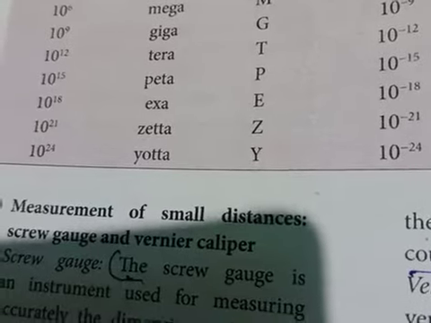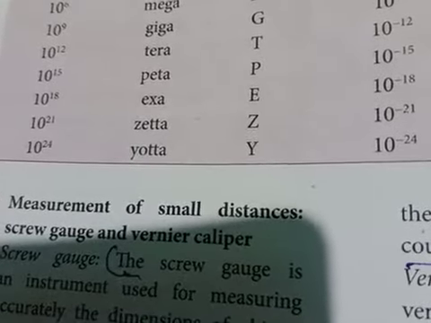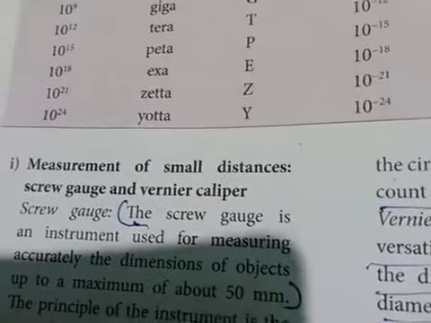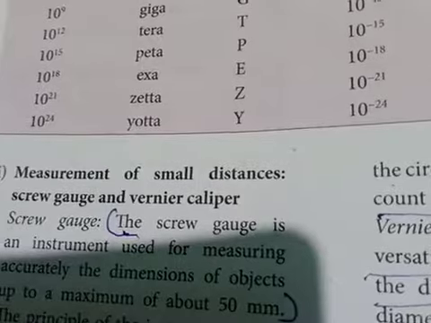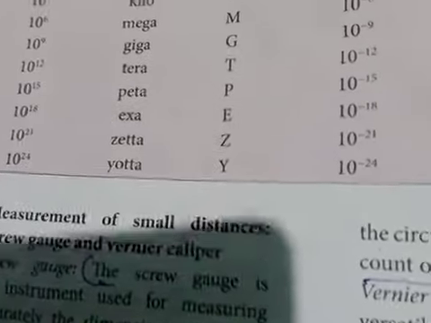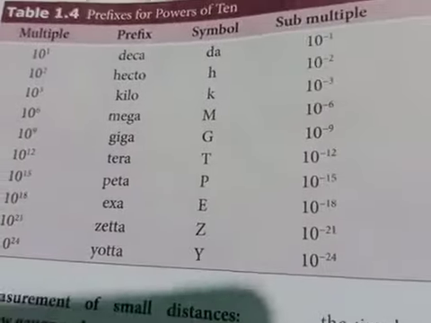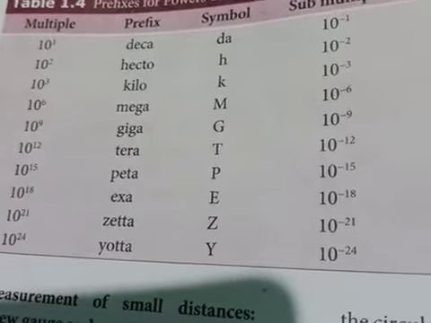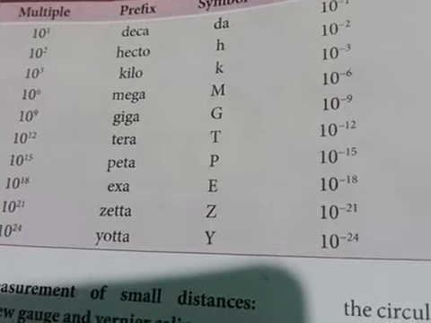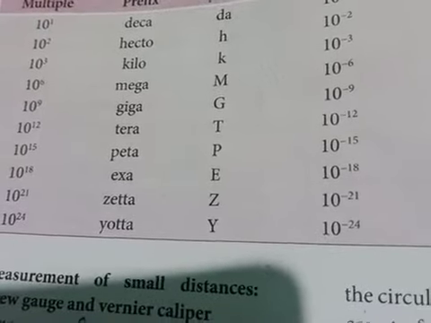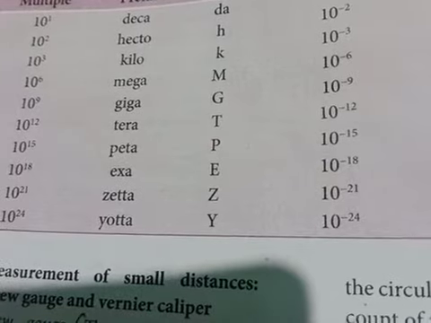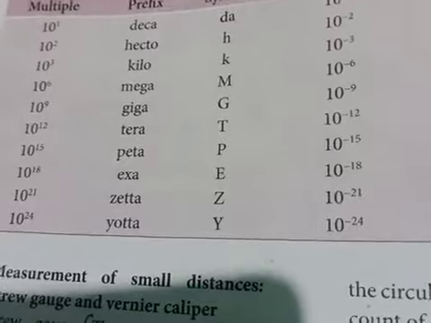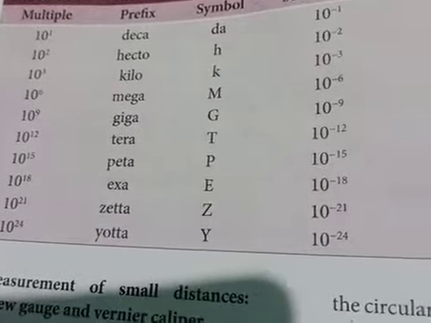Peta means 10 to the power 15. Hexa means 10 to the power 18. Then zeta means 10 to the power 21. Yotta means 10 to the power 24. And on the other side you can see the symbols. Deca means DA, hecto means H, kilo means K, mega means capital M, giga means capital G, tera means capital T, peta means capital P, hexa means capital E. You can go through these symbols, take a screenshot and go through this.